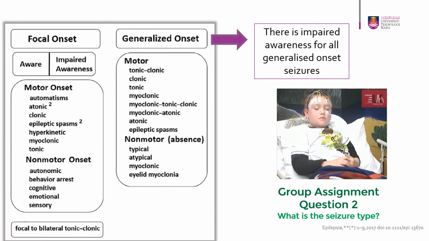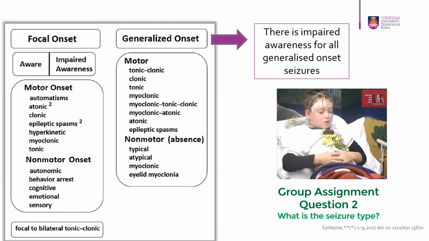For generalized onset, there is impaired awareness in general. It is also categorized into 2, motor and non-motor.